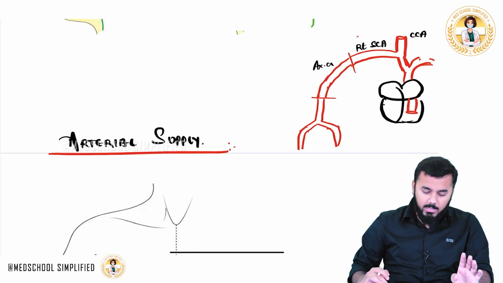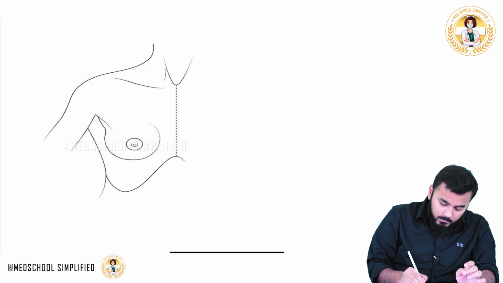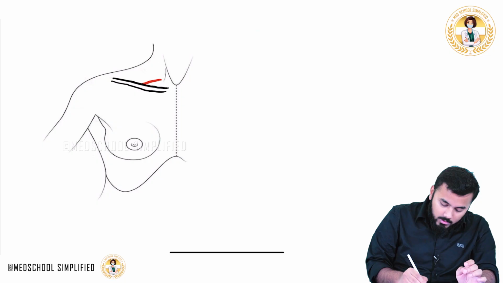Now the same thing I am going to put over here. Let us say this is a branch. Okay, fine. So let me draw: this is your clavicle, for example. Now there is an artery coming all the way, so this is your subclavian artery.